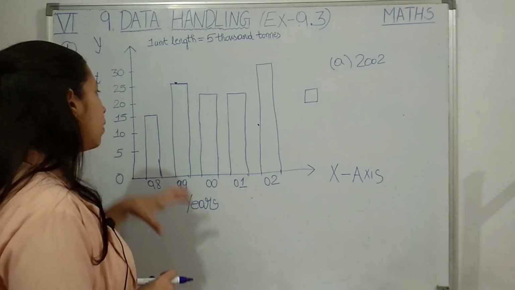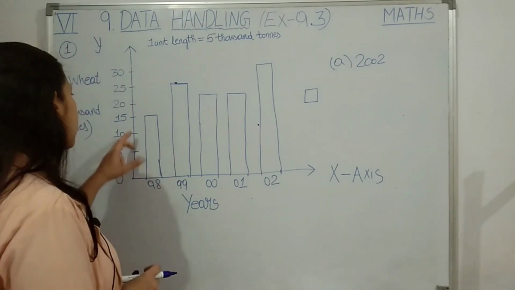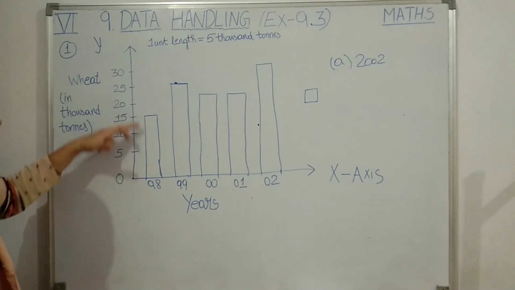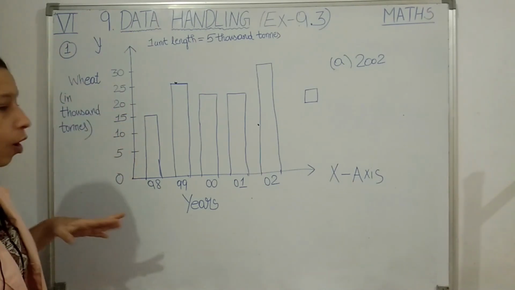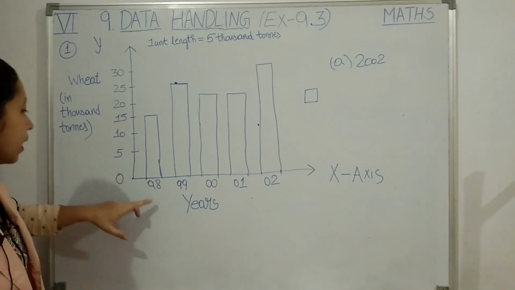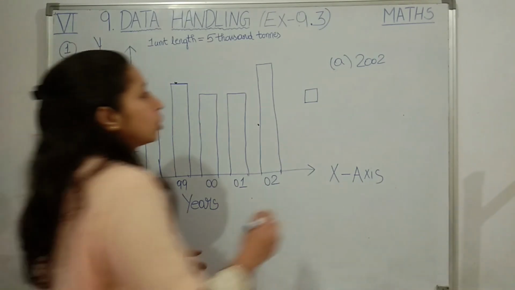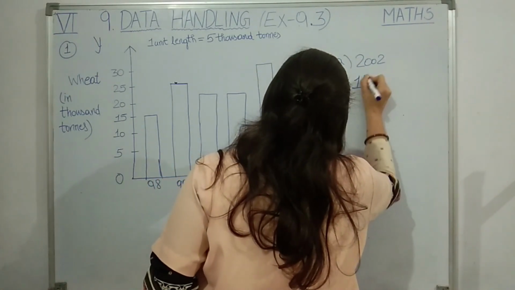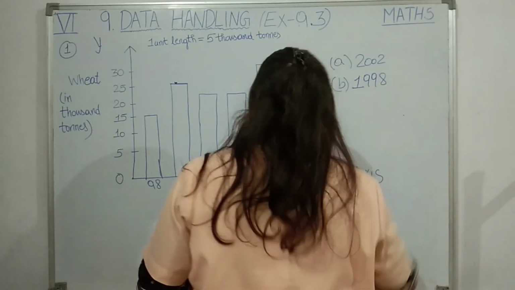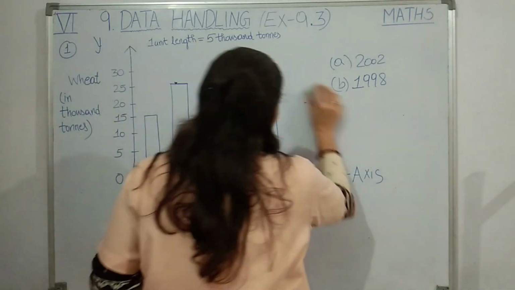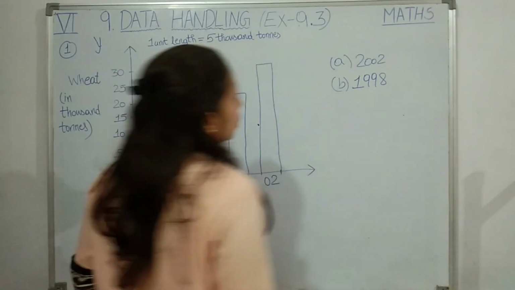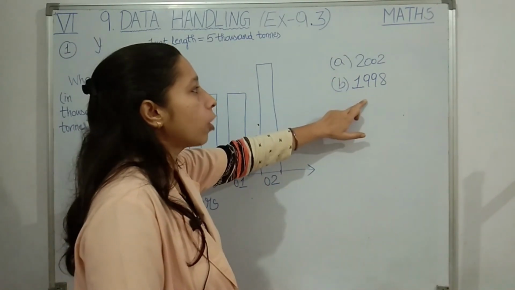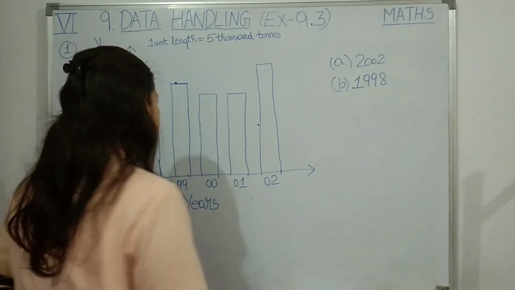Then students, in which year was the minimum quantity of wheat purchased? You can see 15,000 tons. Here the bar is smallest. So that means for year 1998 the quantity of wheat purchased was minimum. So here I can write it as 1998. You are going to write it in full. The maximum wheat purchased was for year 2002. The minimum quantity of wheat purchased was for year 1998.